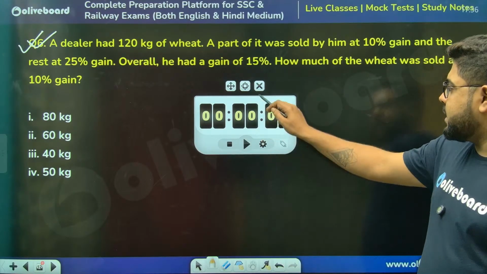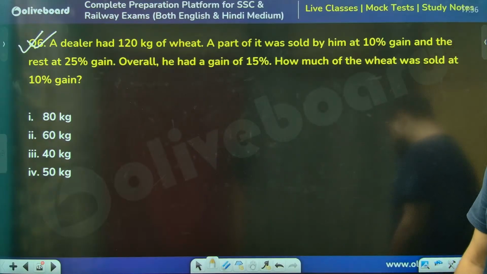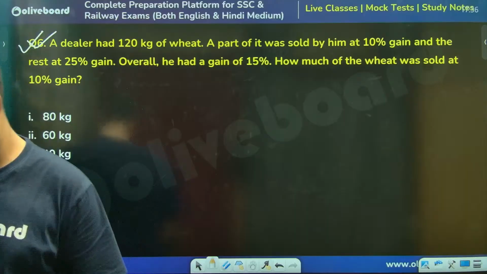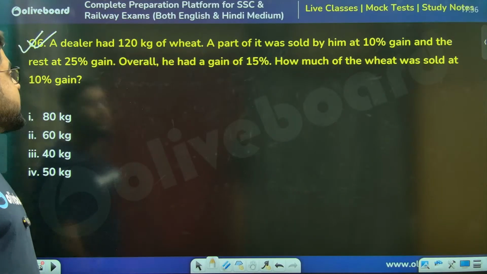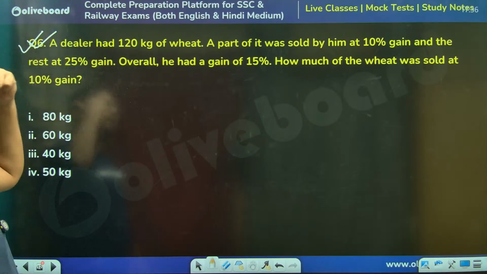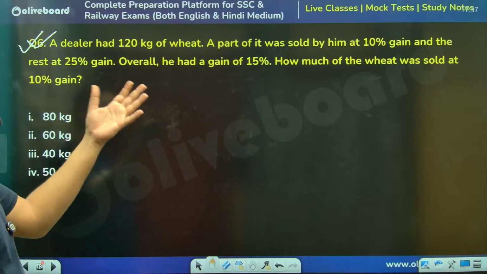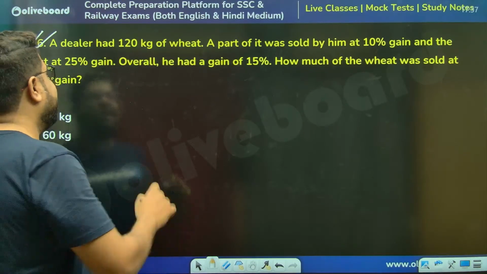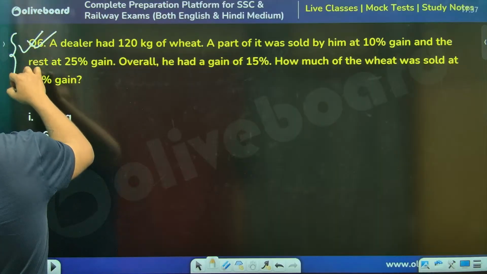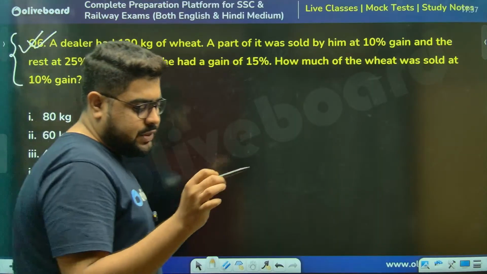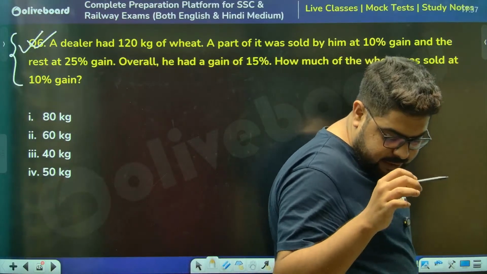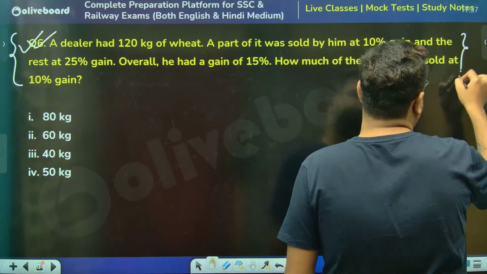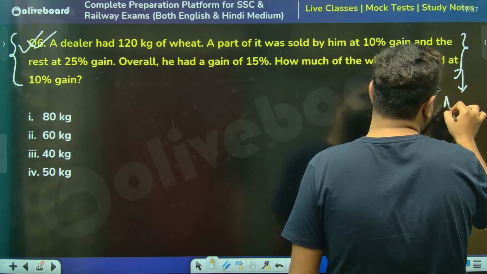80, I got 80 as answer from Arghamita. Next: a dealer had 120 kg of wheat. A part of it was sold at 10% gain, rest as this. Sir, this is an allegation question. This you should do. Ashish, Vinod, Reena, perfect. So this is a proper question of using allegation.